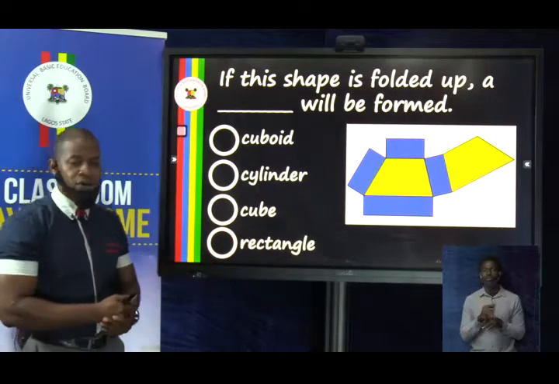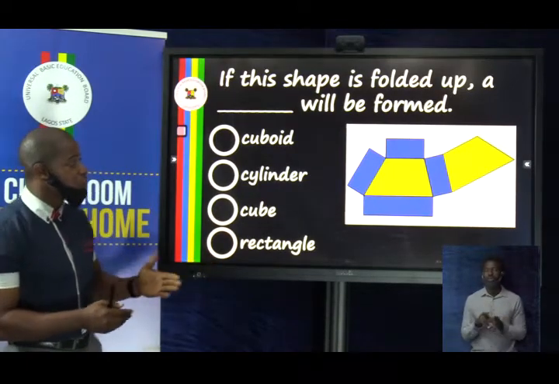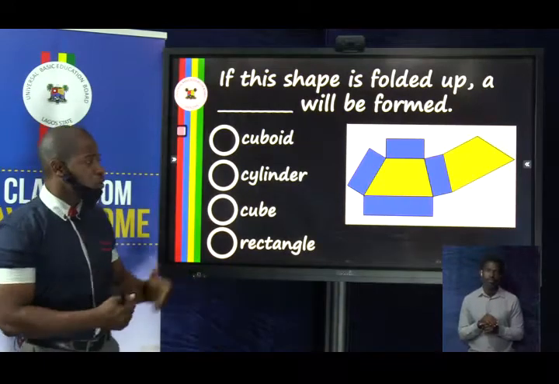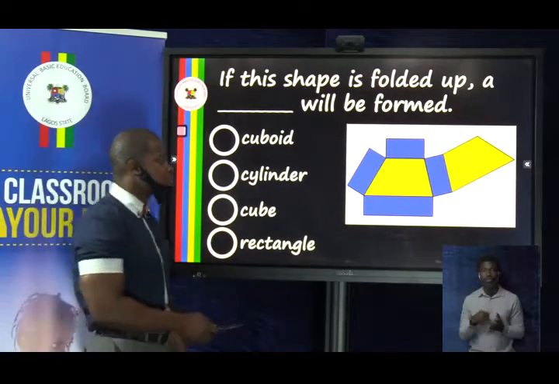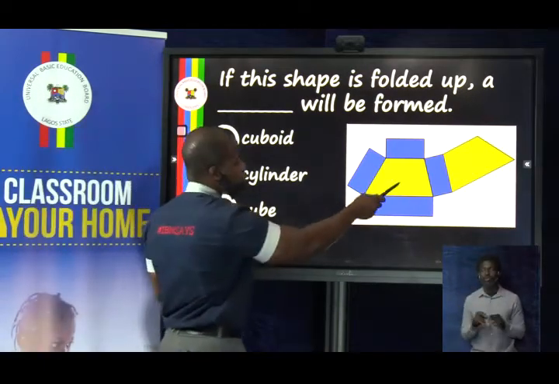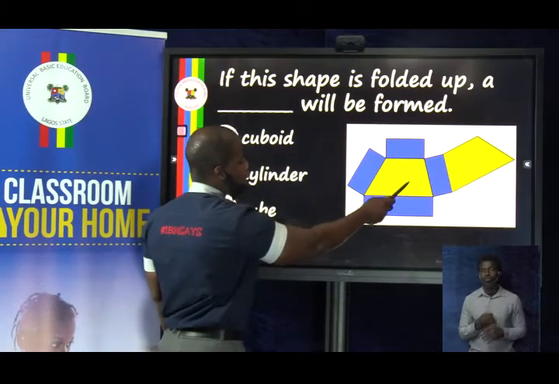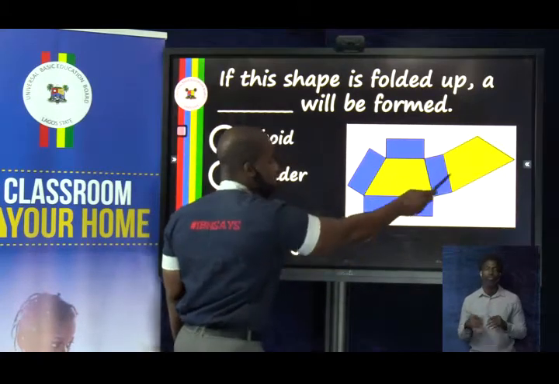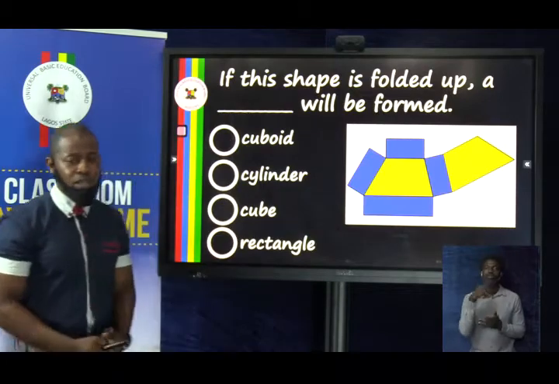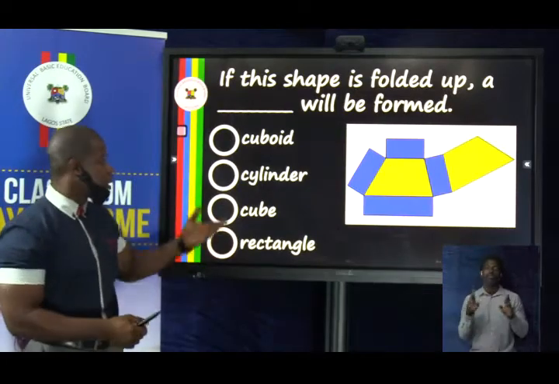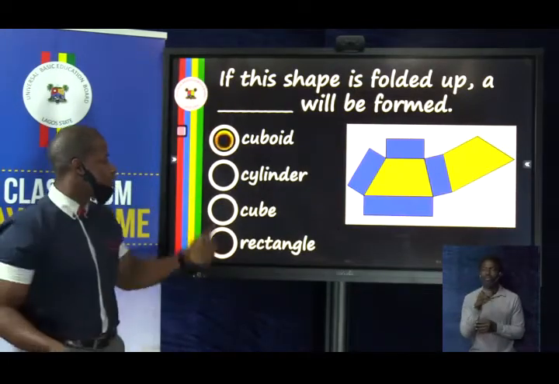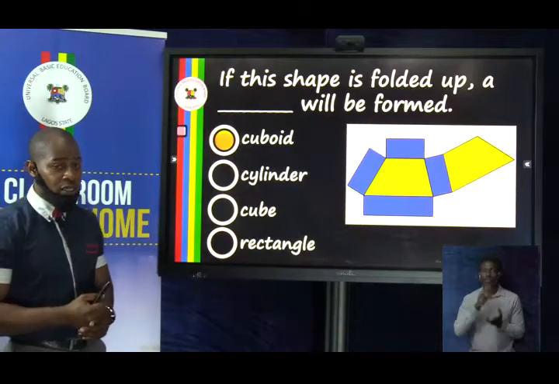Of course I'm not going to get a rectangle, because a rectangle is not a solid shape. I mean, if I fold this up, I would not get a rectangle. But because it has a rectangular top and a rectangular base, that should tell me that I will get a rectangular prism, and that is a cuboid, my friend. I hope that's what you selected. Good job, you.